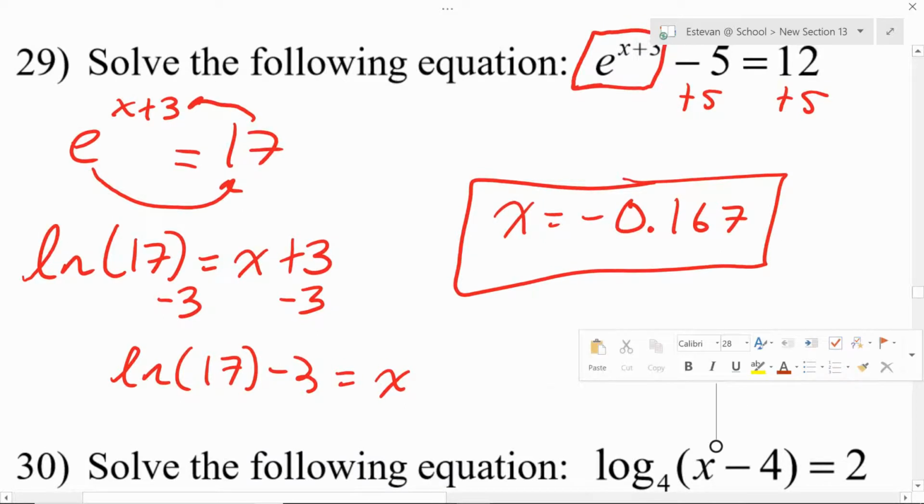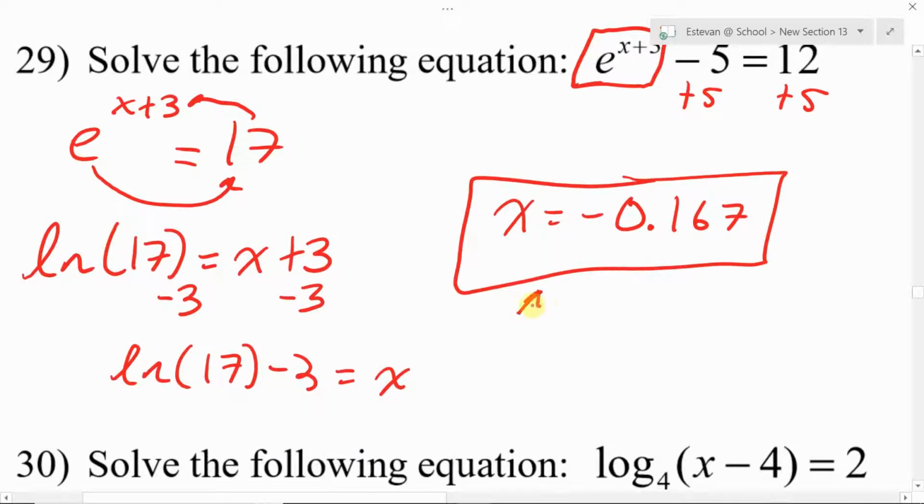Keep in mind, in the final, you could see the decimal answer or your exact answer. It all depends on the final.